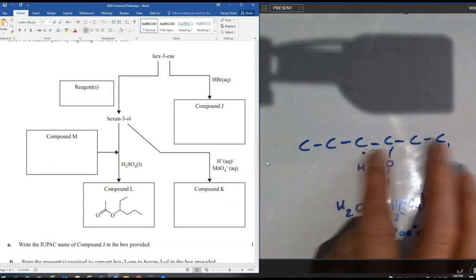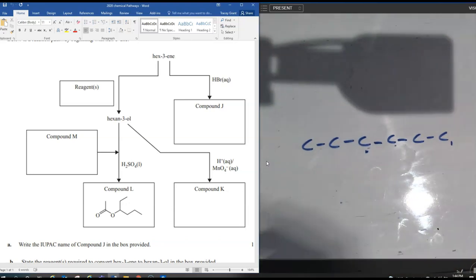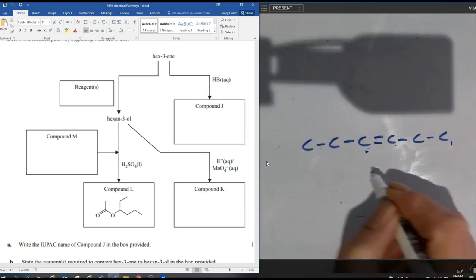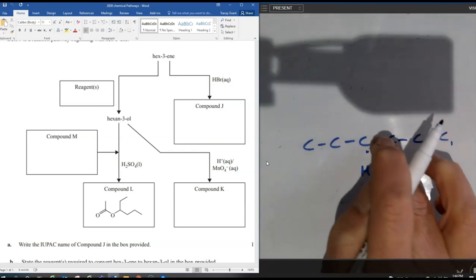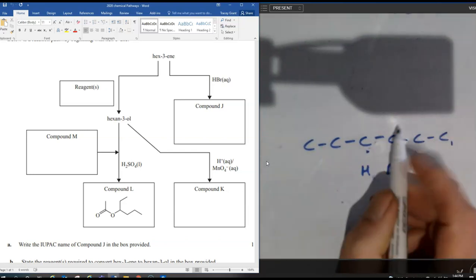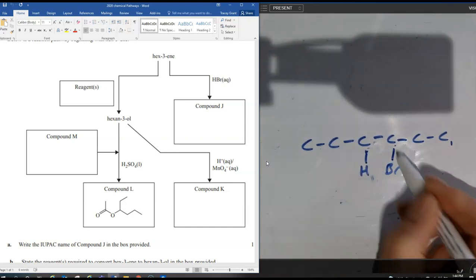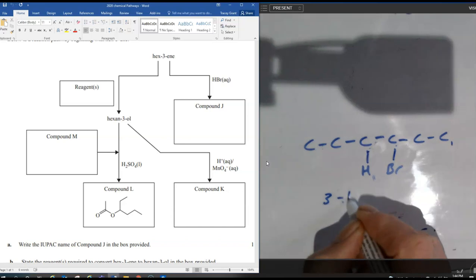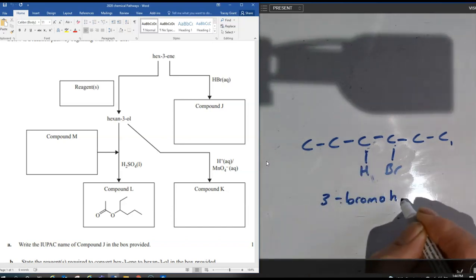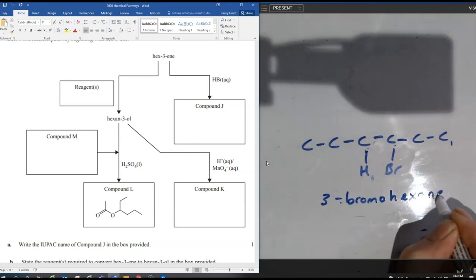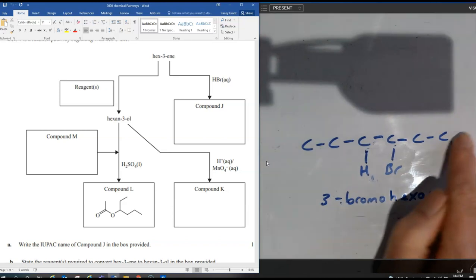So we go back to our double bond. We have a double bond, and we're adding hydrogen bromide across it. So we're going to break the double bond and put the hydrogen on one, the bromine on the other. So you've got 1, 2, 3, 3-bromo, and it's not a hexene anymore, it's a hexane. 3-bromohexane.